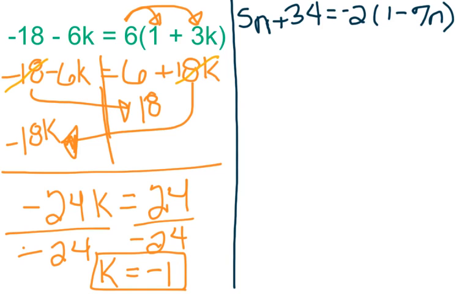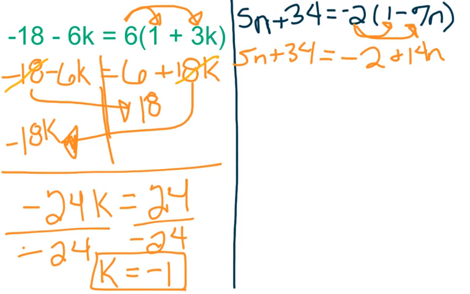I have my parentheses on the right side, so I'm going to have to take this negative 2 and multiply it by everything inside this parentheses. So negative 2 times 1 is negative 2. And then negative 2 times negative 7n should be plus 14n. So that's what you should have gotten on that side. On the left side, we didn't do anything, so you just write it down. 5n plus 34. Okay, so now, first step, distribute. We handled that. Second step, cross the street.